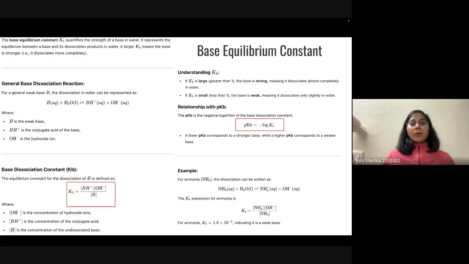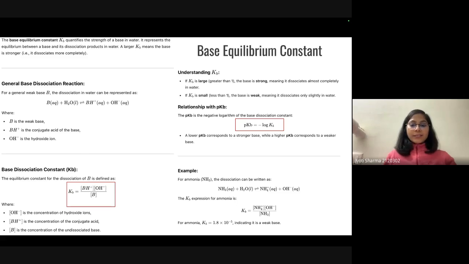If we are talking about the base, then again the base will also dissociate into ions. For example, you have one base B, and if you put it into the solution H2O, then this will give you BH plus and OH minus. Whenever you multiply the concentration of the products and divide by the concentration of the reactant, this will give you the equilibrium constant for the base. If we take the logarithmic value of this Kb, then we will have the pKb, and this will be equal to minus log Kb.